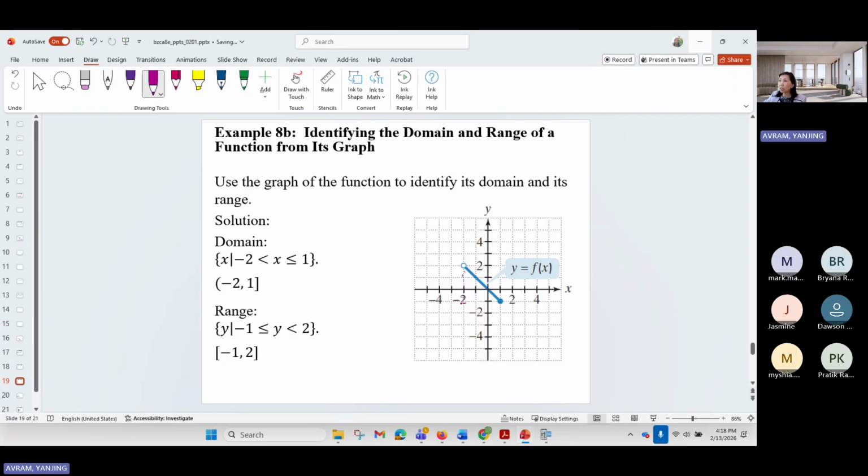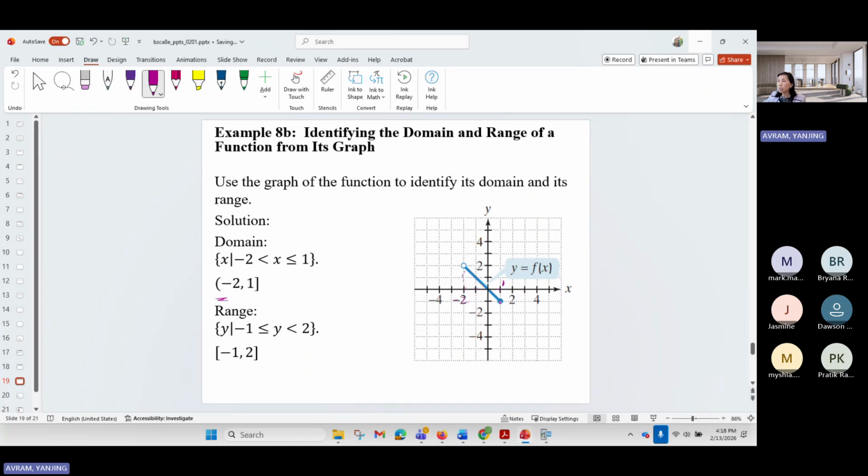x here is -2, but this one is a circle. So what does a circle mean? A circle means it's not equal to -2. All right, so that's why we need to use the parenthesis, or not include the equal sign, right? And then this x goes all the way to the right here. So this x here, apparently this is 1, this is 2.